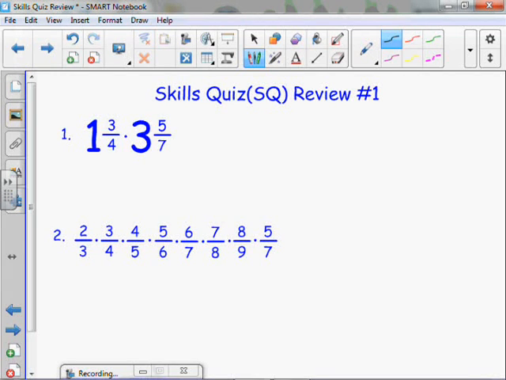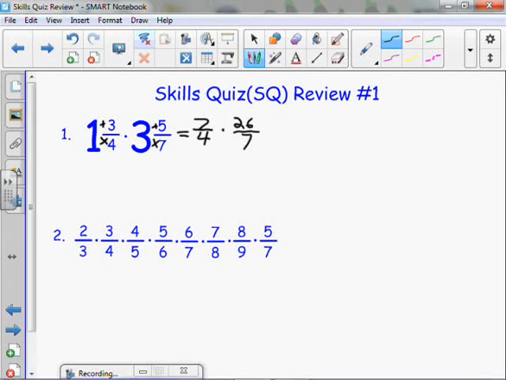Okay, here we have the multiplication of two mixed numbers, 1 and 3/4 times 3 and 5/7. The first step is to convert both of these mixed numbers to complex fractions. We do that by multiplying the outside number by the denominator, 1 times 4, and adding the numerator, keeping the same denominator. 1 times 4 is 4, plus 3 is 7, keeping the complex fraction over 4. Multiplied by 3 and 5/7. 3 times 7 is 21, plus 5 is 26. Also keeping the same denominator of 7.